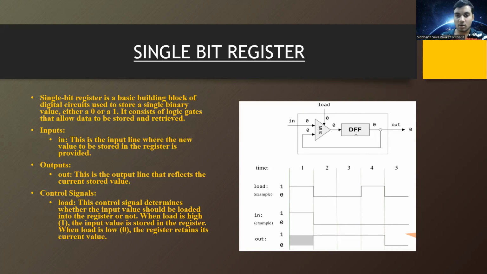So here is the diagram of the single bit register. It has a multiplexer, and this is the input side, and there is a D flip-flop in between, and we have the output side also. And this is the timing diagram, as we can see in this graph. 1 represents high and 0 represents low. Okay, so let's move further.